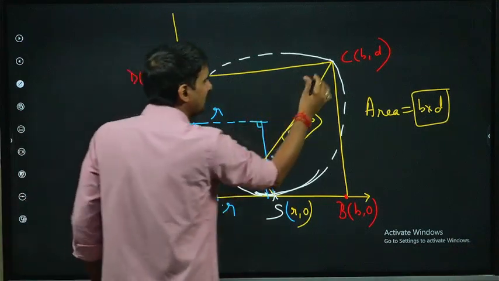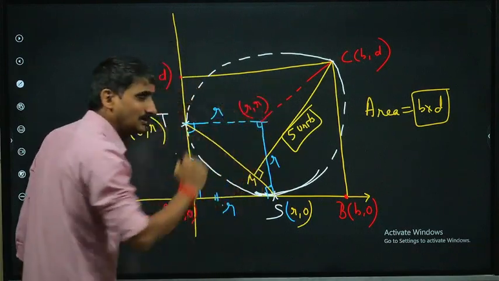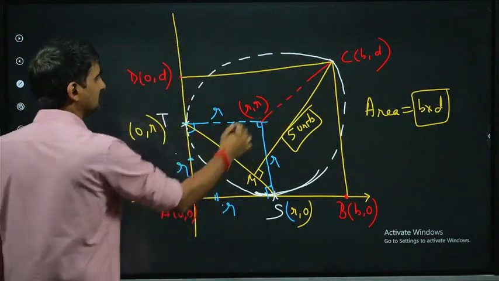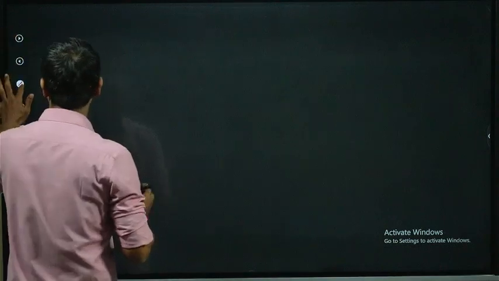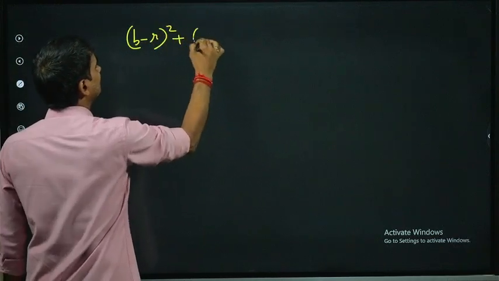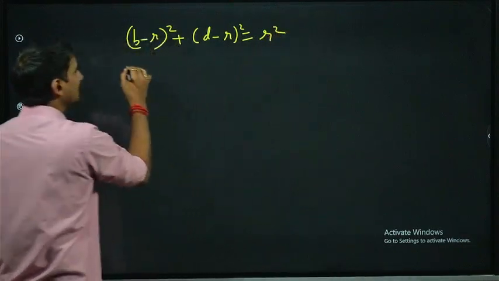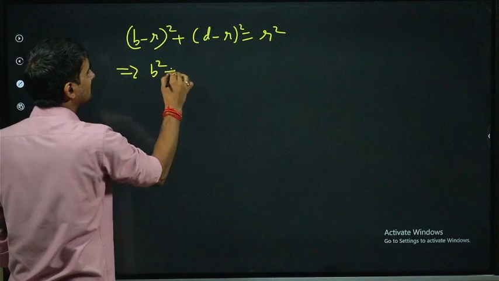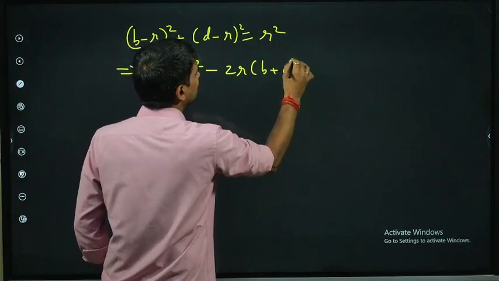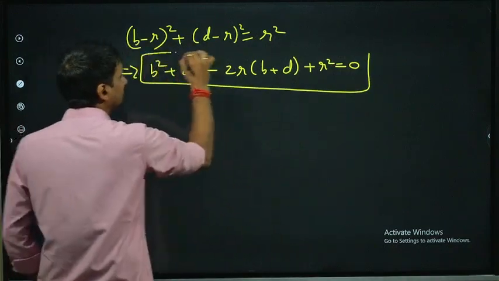Now let's use the information. The first one: C lies on this circle whose center is (r, r). So if C lies on the circle, then its distance from the center has to be the radius. That's one piece of information I suggest you all use. So (B minus r) whole squared plus (D minus r) whole squared is equal to r squared. Now let's simplify it. We get B squared plus D squared minus 2r(B plus D) plus r squared equal to 0. So that's one relation for me.